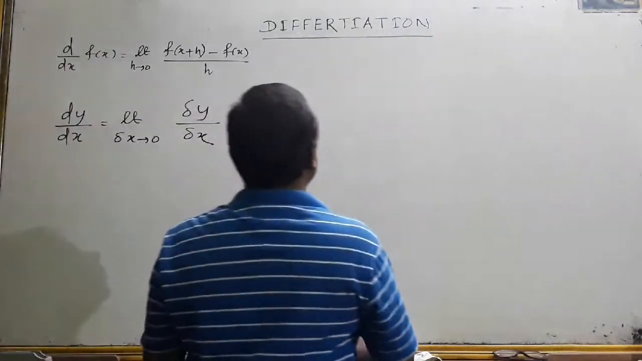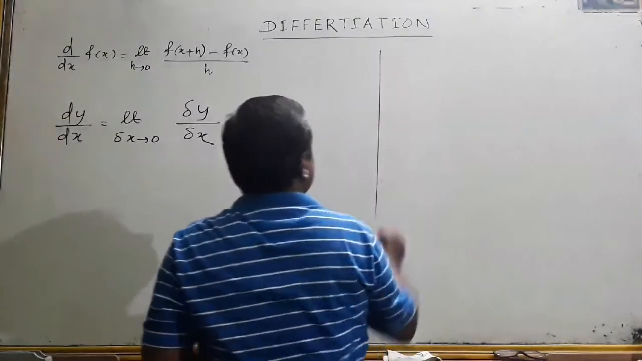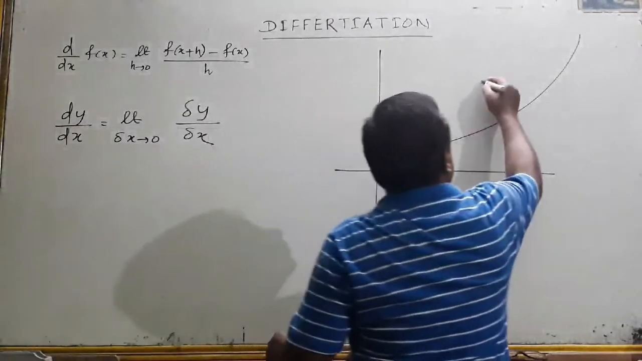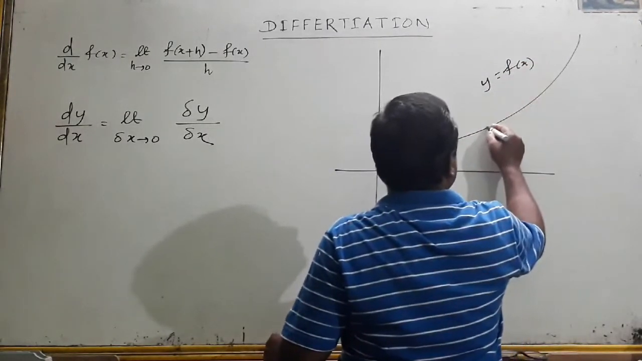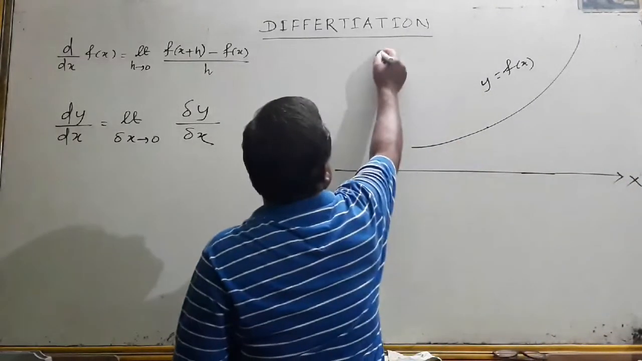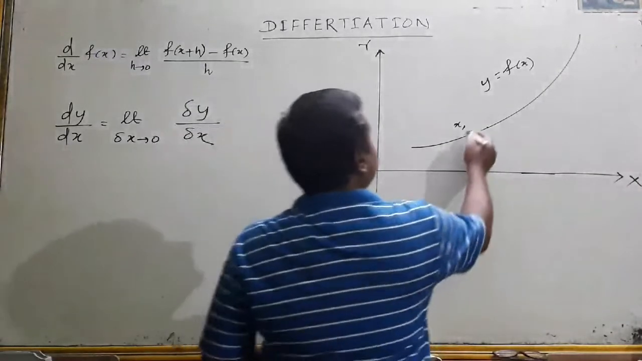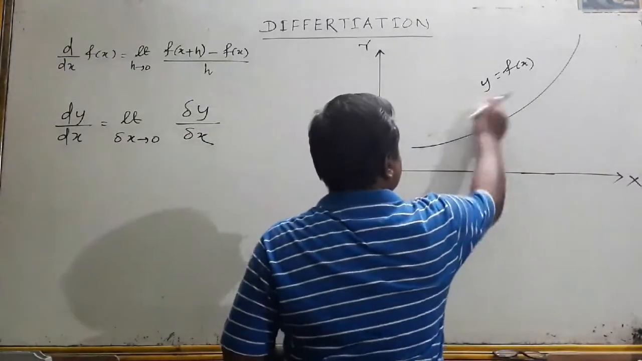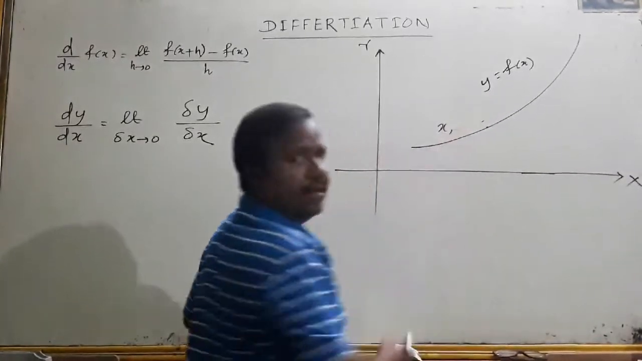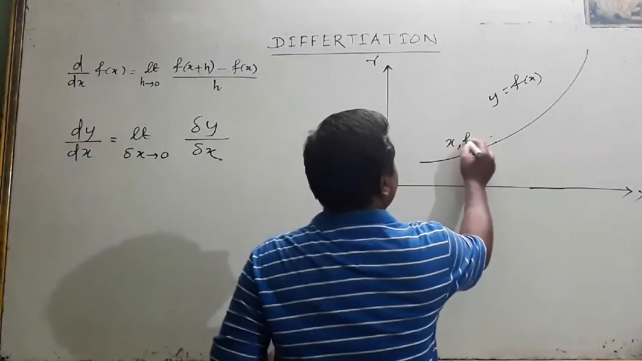First I will give the geometrical interpretation of d by dx of f(x). Suppose y is equal to f(x) is a curve. Suppose this is the x-axis, this is the y-axis. Any point on this curve has coordinates (x, y), or you can also write (x, f(x)).